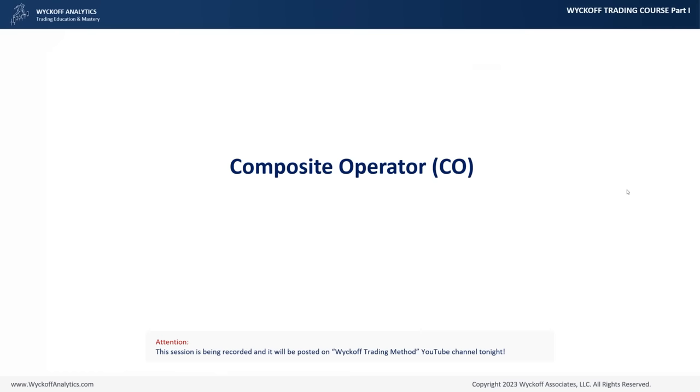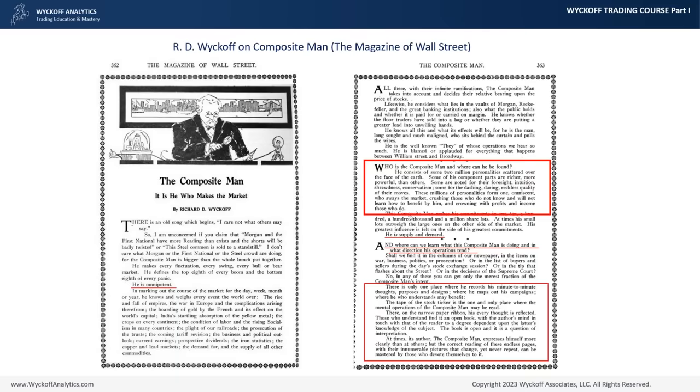Let's talk now about the heuristic that Richard D. Wyckoff introduced to us, which is the composite operator, or the composite man. This is the article from the Magazine of Wall Street by Wyckoff himself: the composite man. It is he who makes the market. And indeed, we know that it's the institutions that create trends in the marketplace. It's not the public that creates the trends. It's the collection of big money.